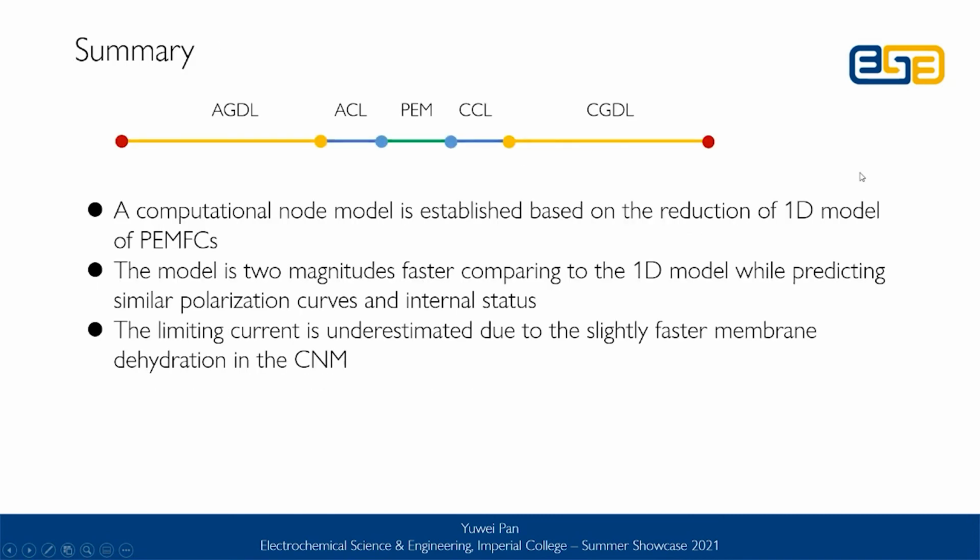So in summary, in this work, a computational node model is established based on the reduction of a steady-state 1D model of PEMFC cells. The model is 2 orders of magnitude faster compared to the 1D model, while predicting similar polarization curves and internal status. The limiting current is underestimated due to the faster membrane dehydration and the higher temperature gradient.